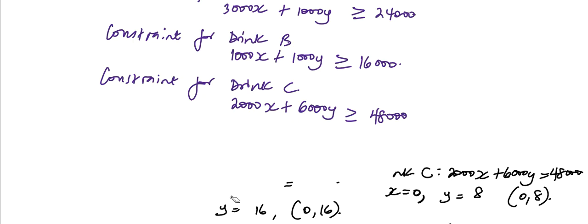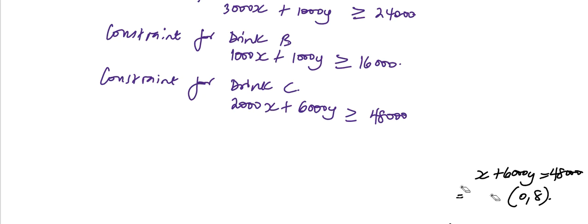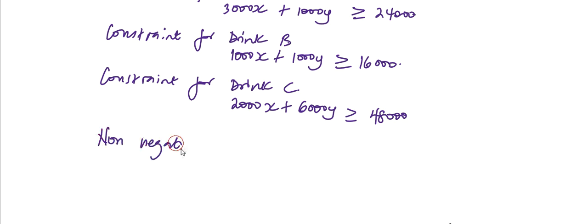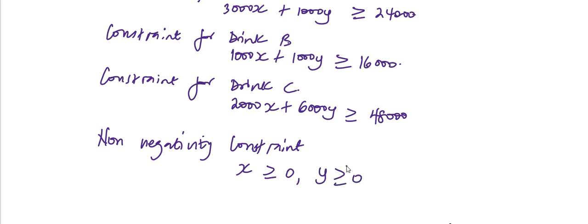But then you also have the non-negativity constraint for the number of days of plant 1 and plant 2. So we have to formulate that as well. It's one of the key assumptions of linear programming. So we have non-negativity constraints. The number of days cannot be negative. So x should be greater than or equal to 0, and then y greater than or equal to 0. So these are the constraints which we have.